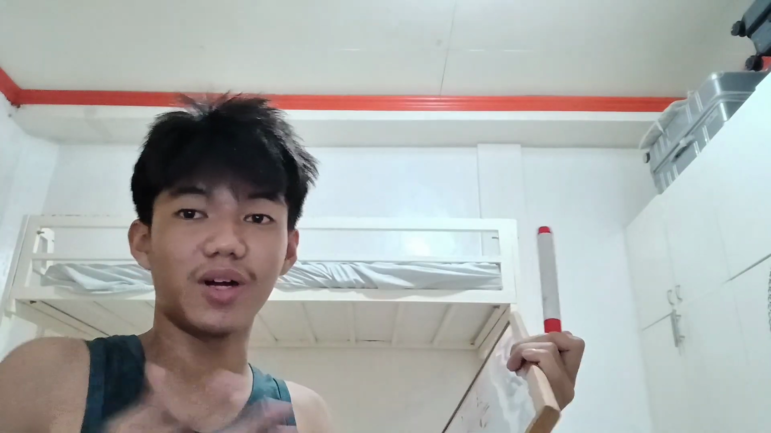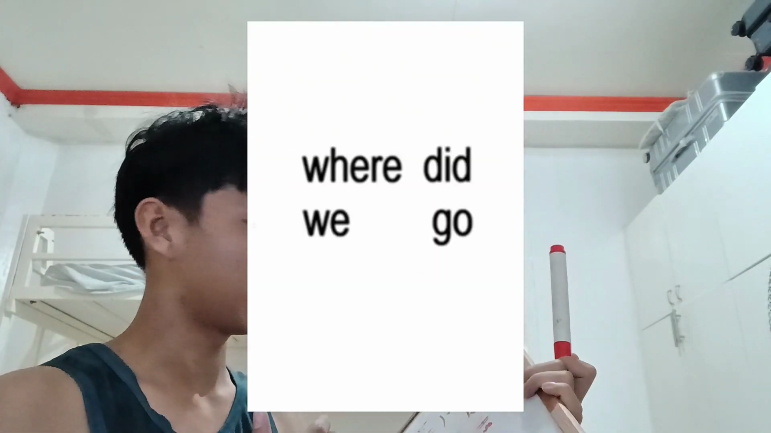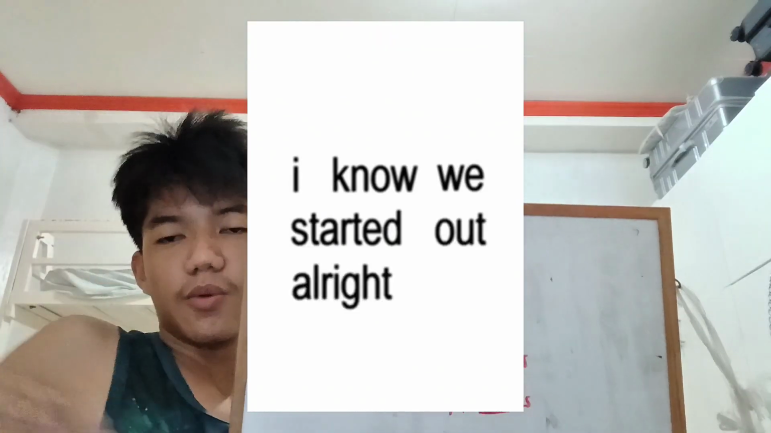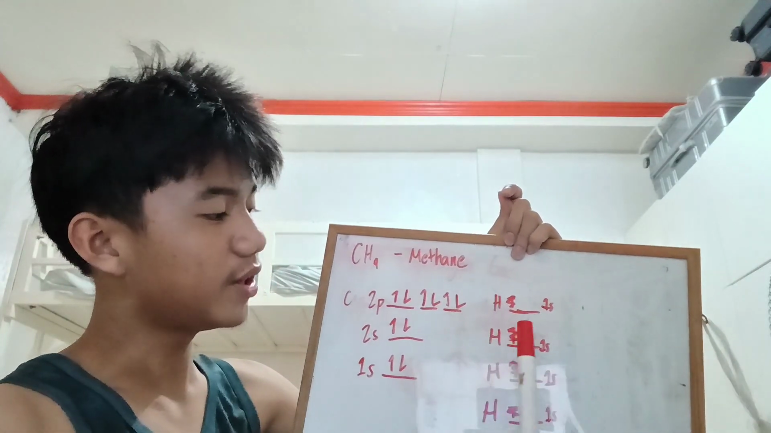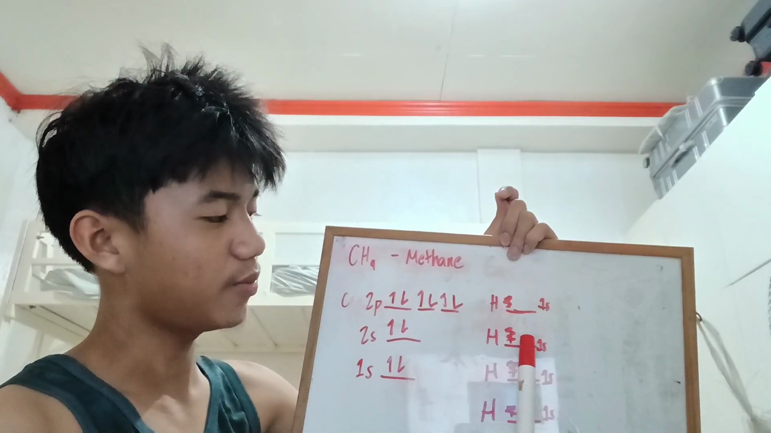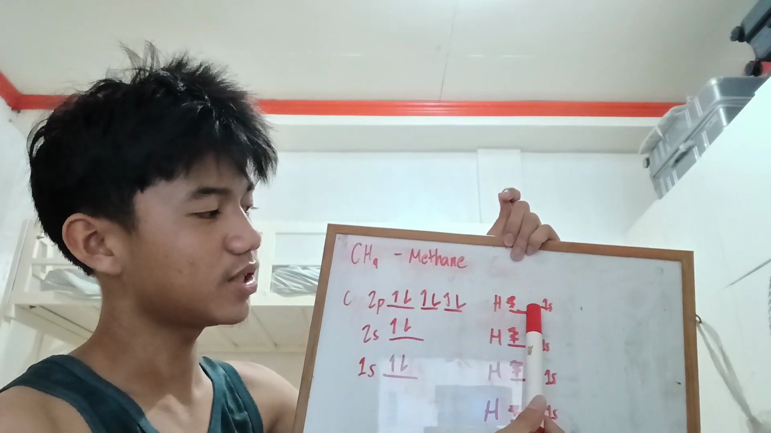But why? Where did I go wrong? Where do we go wrong? I know we started out alright. Remember the part here where you remove this hydrogen atom to put it here, and then this to put it here.